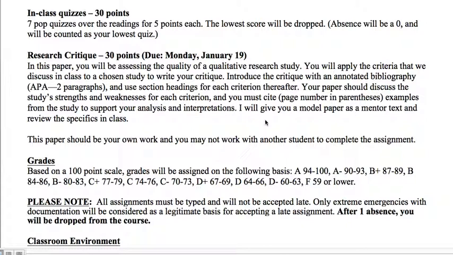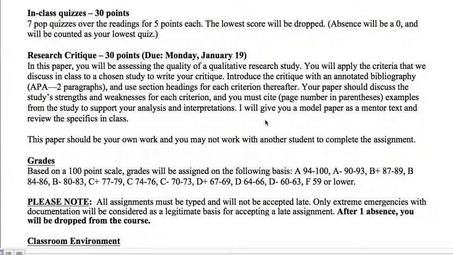The research critique is going to be due on January 19th. You're going to be assessing the quality of a qualitative research study. You're going to apply the criteria that we discussed in class to write your critique. You'll also use the criteria as an organizational structure for the paper. You'll want to introduce the study with an annotated bibliography and then go into the analysis using the criteria.